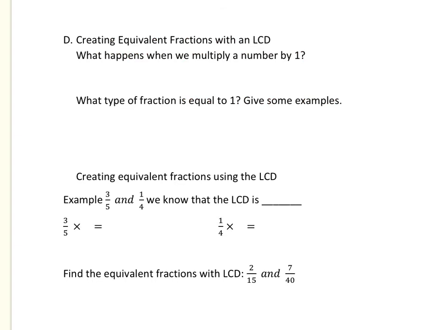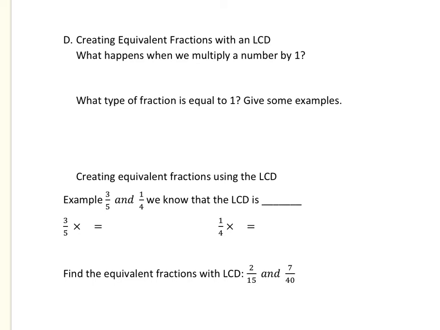Okay, so let's now look at what the next step is. Now that we have different methods for finding the lowest common denominator, we want to look at a few things, and this actually is number theory, but it's number theory that most people have a very strong intuition for. What happens when you multiply any number by 1?